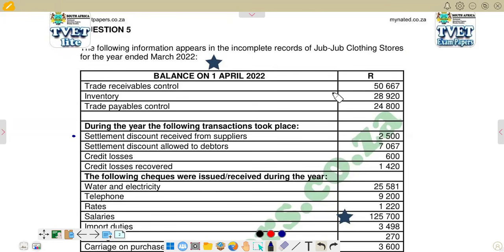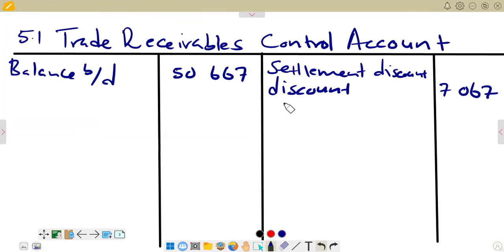So we come here, we are saying credit loss. Credit losses, we are having 600. And then we check again if we have got anything.